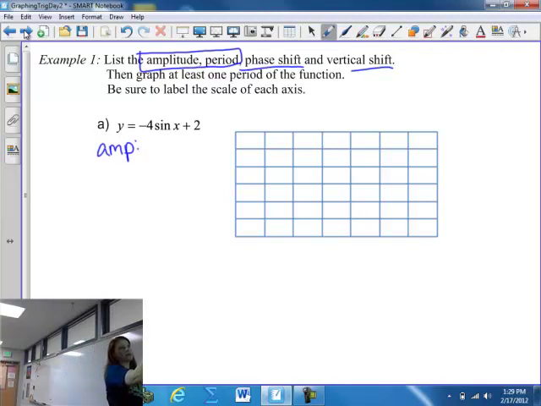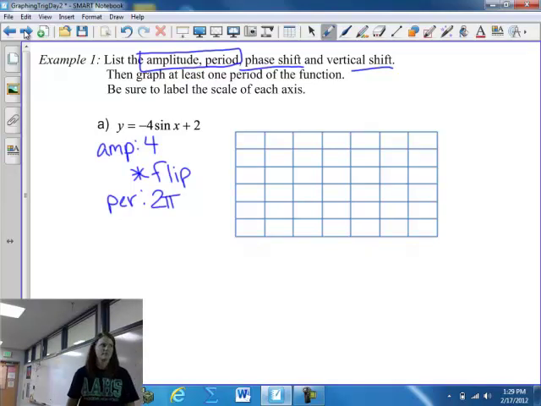All right, so the amplitude would be 4. But it's negative, so we're going to flip it over. Okay, and how about the period? The period of a sine function is 2 pi divided by 1 in this case, so just 2 pi. Okay, so what we need to do is draw a sine curve.